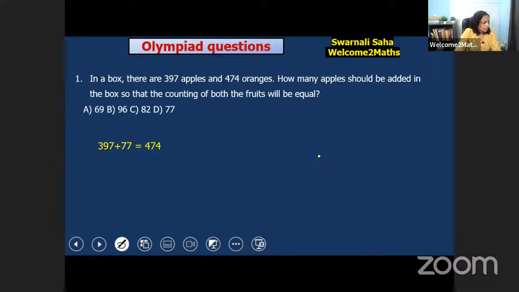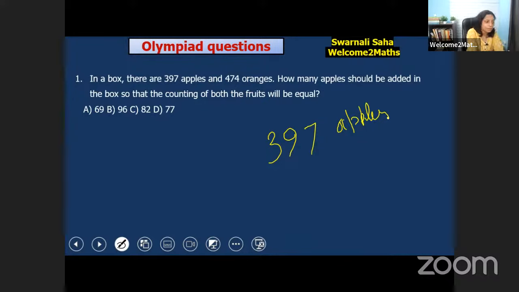You see, we have 397 apples and 474 oranges. So what we have to do? We have to add something here. Between the options, we have to add some number so that the number would be equal to oranges, because you see we have 474 oranges. That means the number of oranges is more than apples. Oranges ज़्यादा है, apples कम है, तो क्या करना है? We have to add something with apples to get 474 oranges.